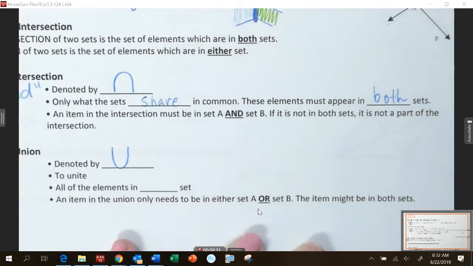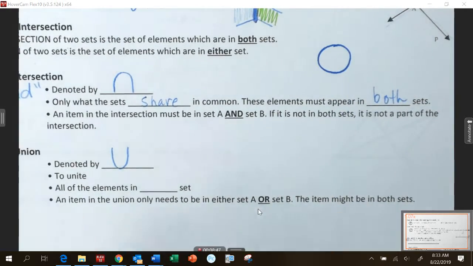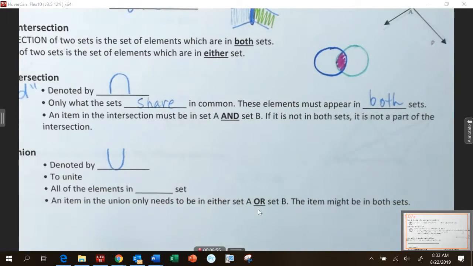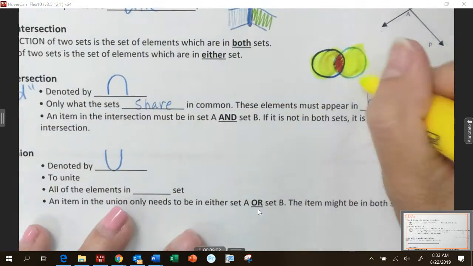So for intersection, whatever it is has to be in both sets. Have you guys done Venn diagrams before? Venn diagrams? I'll show you what I'm talking about if you forget. You have a Venn diagram, and then the "and" would be what they both have in common. That's the intersection. The "or" would be everything.